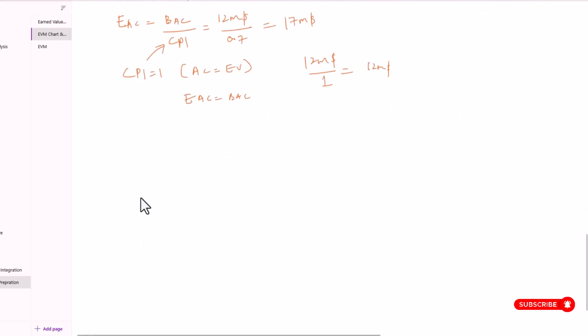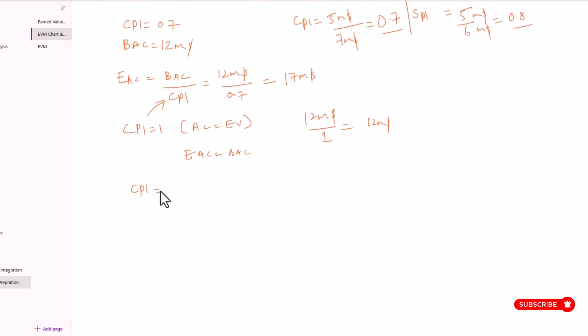Let's say your CPI value is greater than 1.3. This means you have achieved more worth of work. Your EV value is greater than your actual cost.